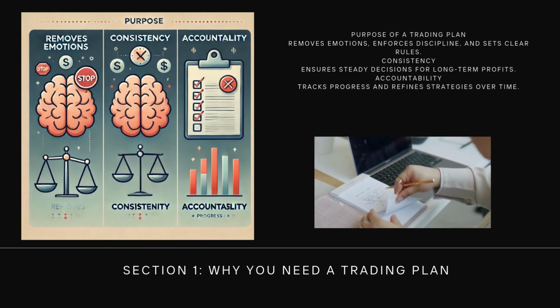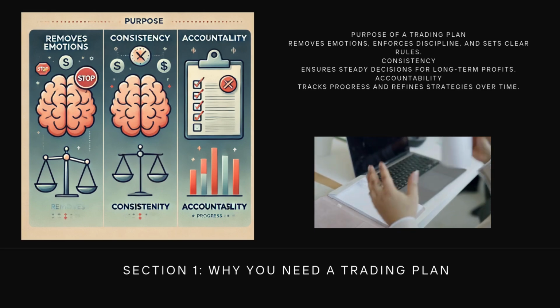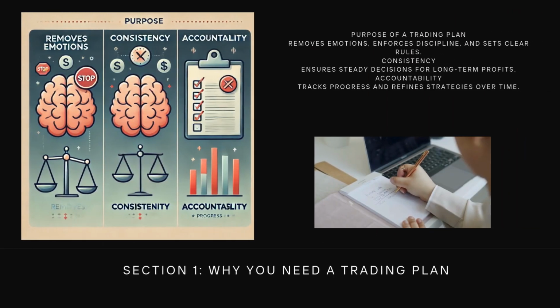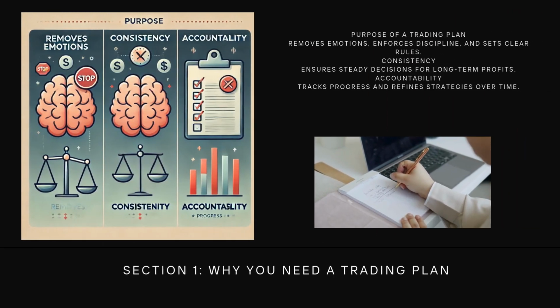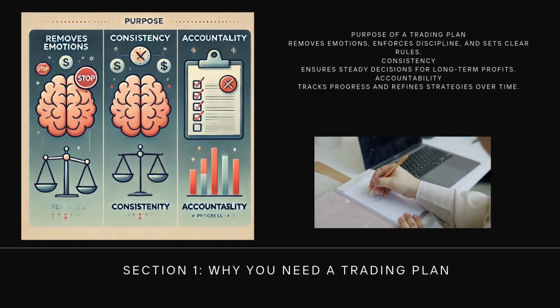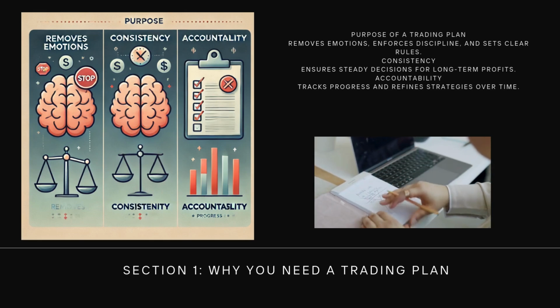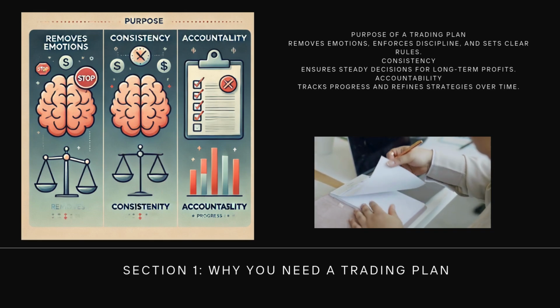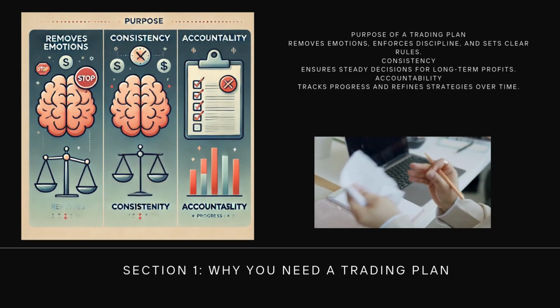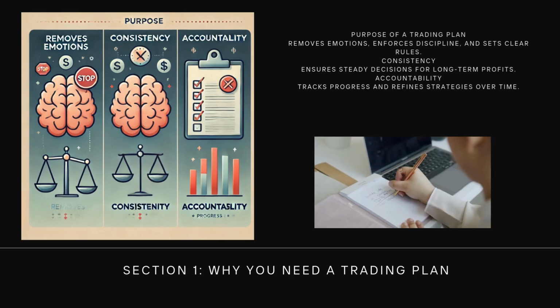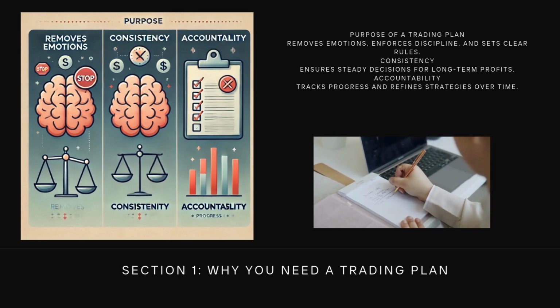Consistency over randomness. A structured plan ensures consistent decision-making across all trades. Example: if you follow a strategy with a 60% win rate, applying it consistently ensures long-term profitability. Accountability and learning. By following a plan, you can analyze what works and what doesn't, leading to improvements over time.